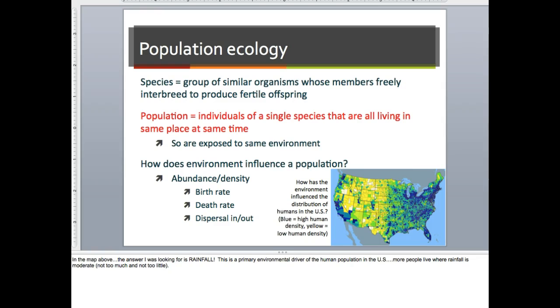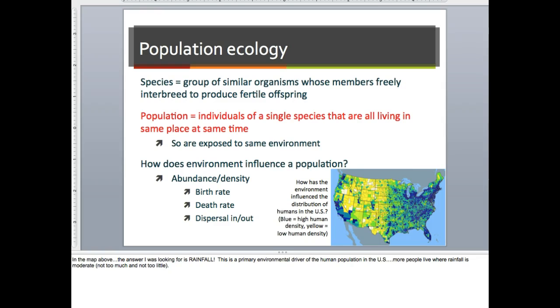Now that concept of a population are individuals of a single species that are all living in the same place at the same time, so they're exposed to the same environment. So that's a key distinction, because typically we don't think about trying to calculate how many of an entire species are on the planet at the same time. We're usually focused on a sub-part population of that species, because that's all that might be in a single state, or a part of the ocean, or might be declining as a result of human exposure.